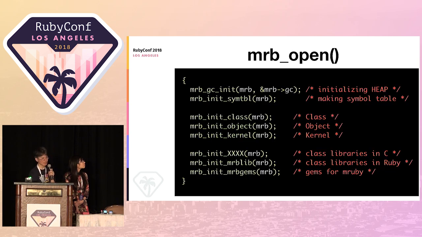This is the outline of mrb_open. First, we initialize memory management and the symbol table. Next, we initialize basic classes such as the Class class, Object class, and Kernel module. Since basic class bootstrapping requires special work, it is separated from other general classes. Then the class definitions written in C, the class definitions written in Ruby, and the class definitions by mrbgems, which is RubyGems for mruby, are initialized.